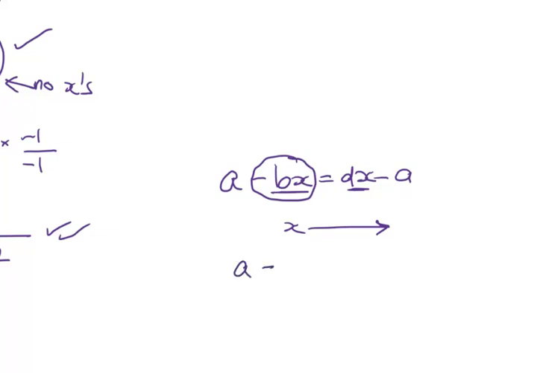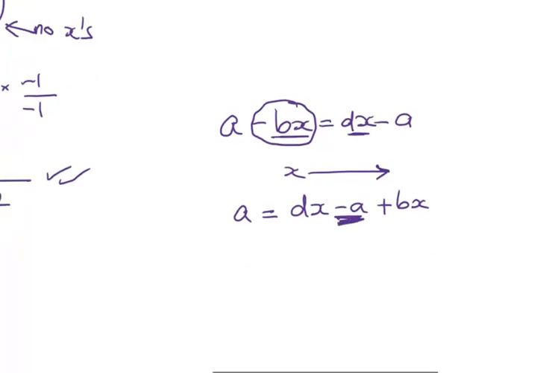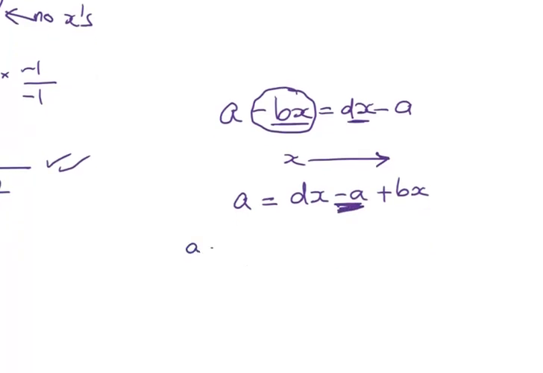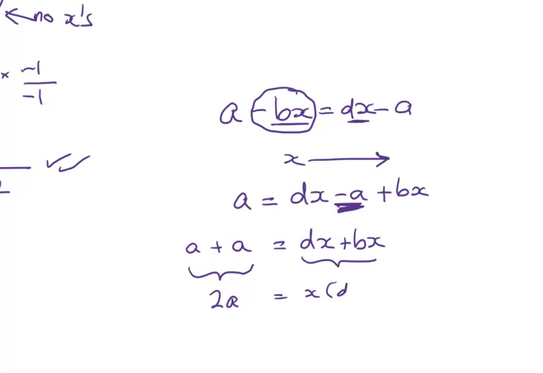So we start by getting a is equal to dx minus a plus bx. Now I'm going to add a on to both sides. That gives me a plus a is equal to dx plus bx. Cleaning up the like terms here gives me 2a, and over here I get x times d plus b.